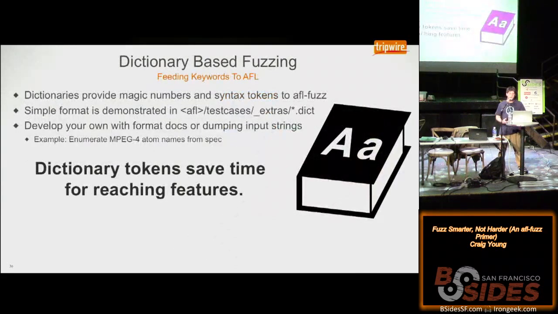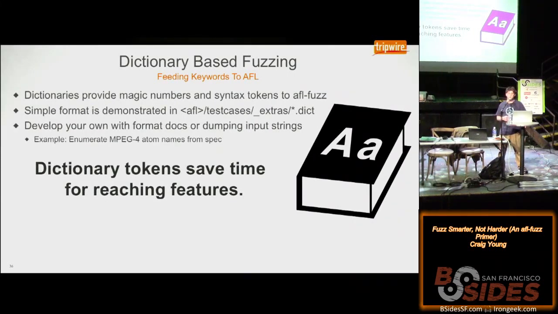So another performance boost that you can get: if you've ever fuzzed something with AFL, you'll know that finding magic numbers and getting to understand the syntax of whatever file format you're fuzzing is time-consuming. So what you can do to improve this process is actually build a dictionary indicating the different tokens and other types of complex structures that are going to appear within your target.